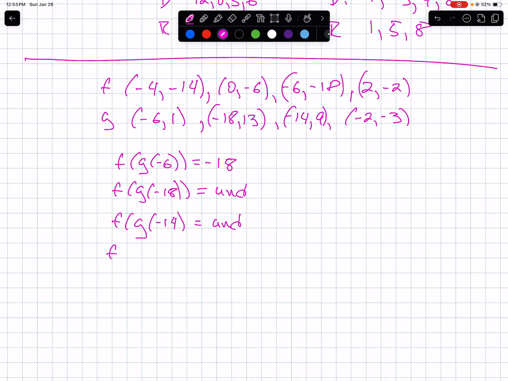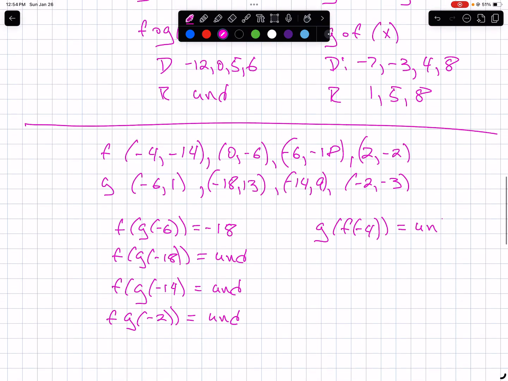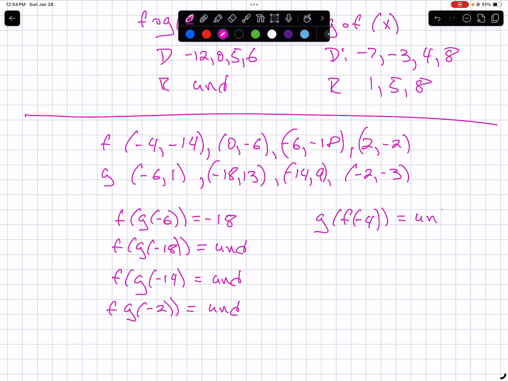And then F of G of negative 2. There's no negative 2 up there, so that one is also undefined. And then G of F of negative 4 is undefined. Oh wait, no, I skipped a whole step. That's fine though, right? Because up here we have to say what it is, and then we do F of that. I just didn't.